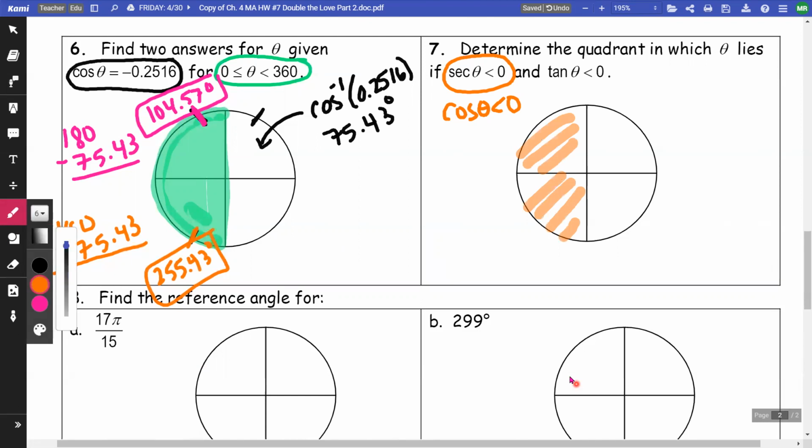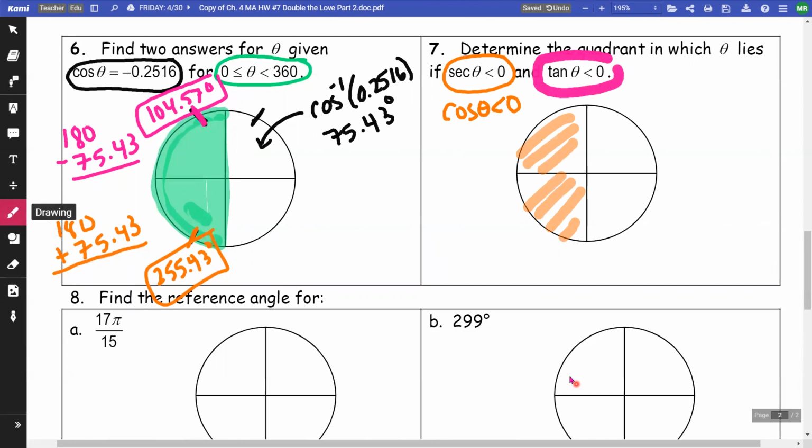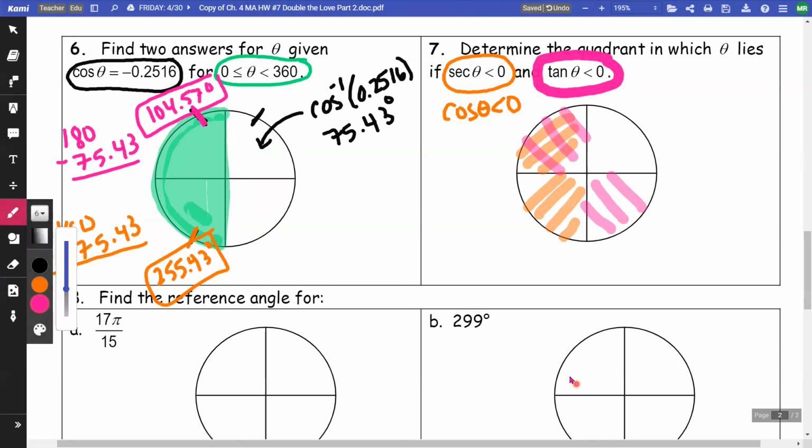Then I want where my tangent is negative, and my tangent is negative here and here. So I want where I have both colors. And so that means my answer is going to be quadrant 2. That's where both of those are true.